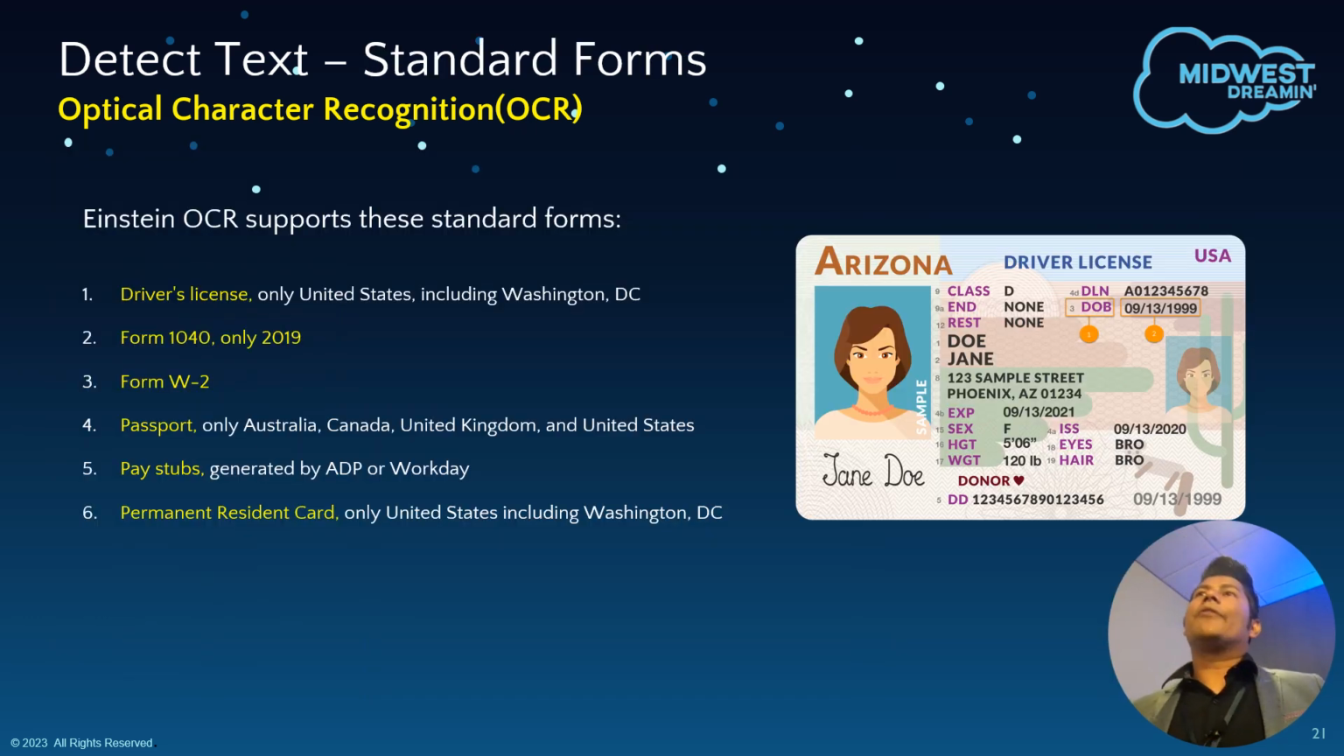Salesforce out of the box provides a lot of different forms. It supports 6 different ones. You can use the driver license, the 1040 form, and the W2 form. The passport is only supported for Australia, Canada, the United States, and the UK; other passports it does not support. For pay stubs, it supports ADP and Workday. And then you can also scan the permanent resident card.